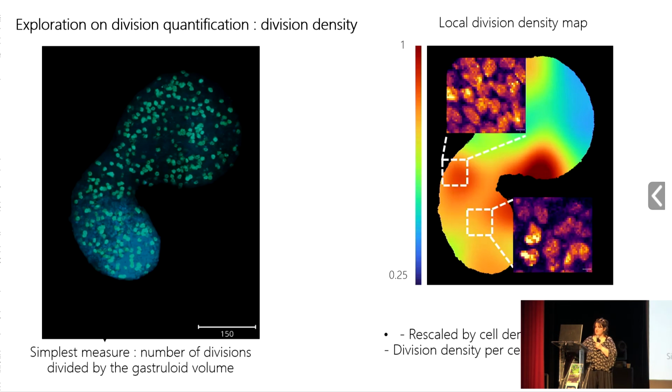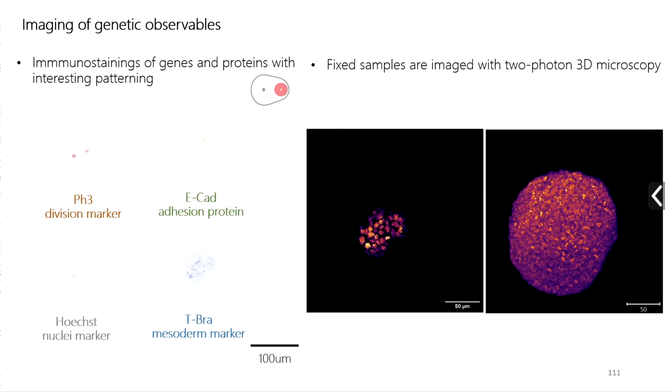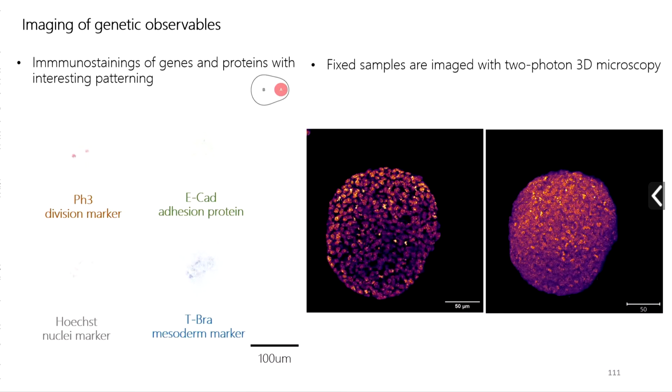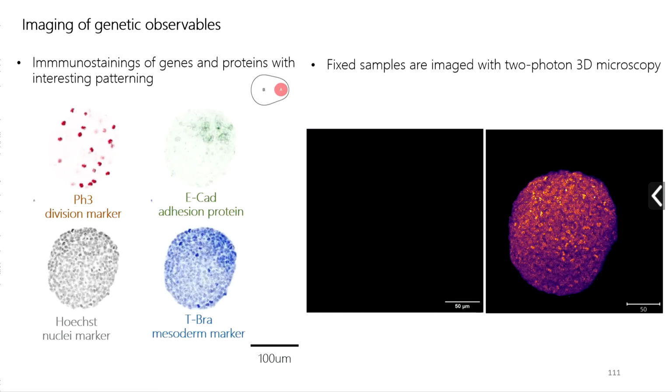But then one difficulty is that there are also big gradients of cell packing. Here you have a high density of divisions, but it's maybe just because there are more cells, the cells are more packed. And here we come back to this challenge of segmenting the cells, which is very challenging in this system because you can see that the nuclei look a bit ugly. I remind you that this is 2-photon imaging, and we want to do it also for live. So we have developed adapted protocols to do immunostaining with 4 colors on the 2-photon.